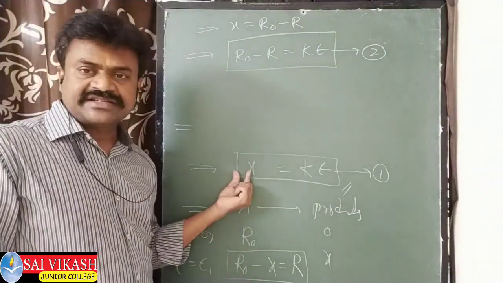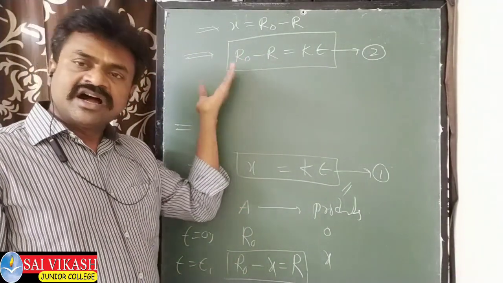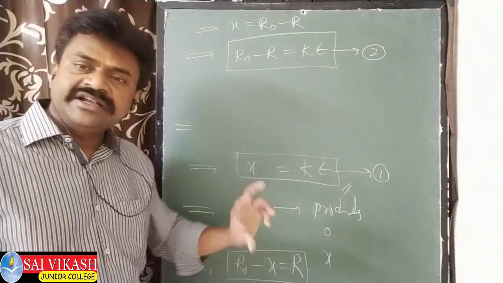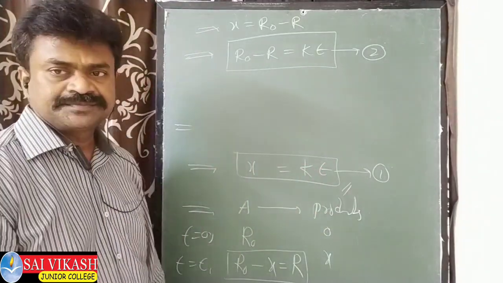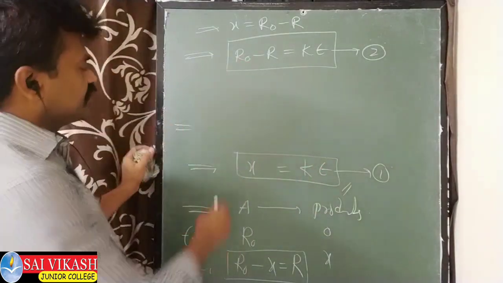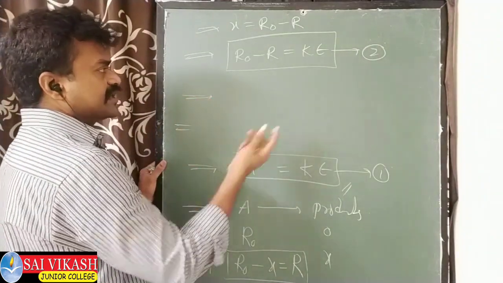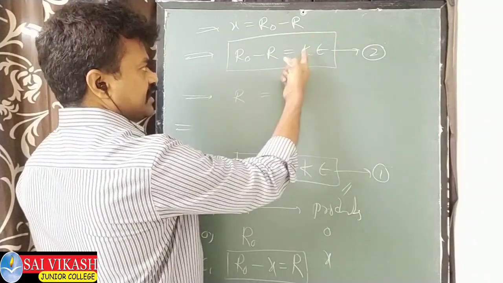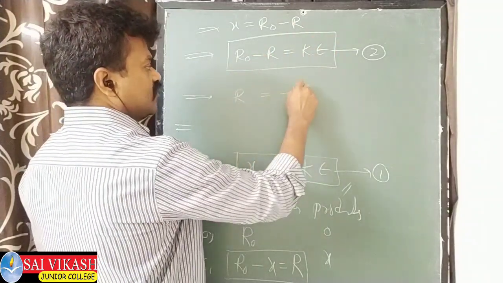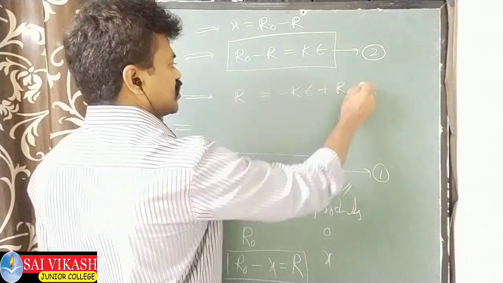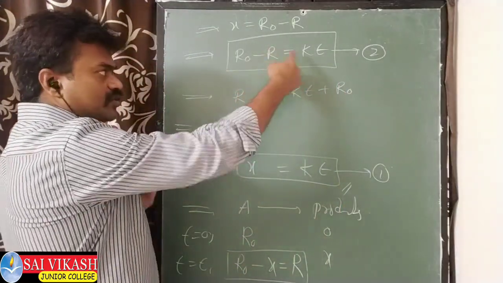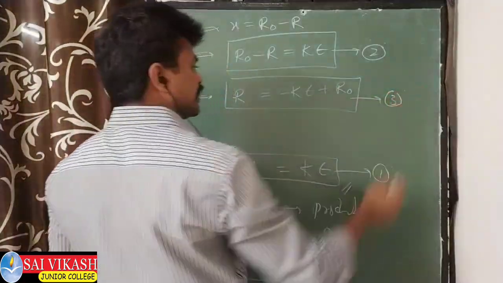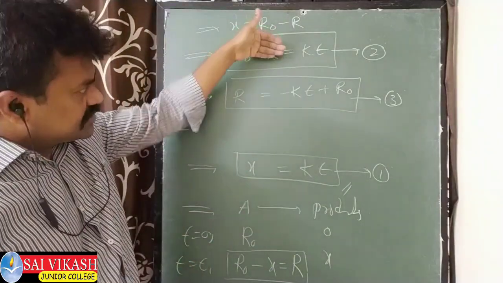I have taken x, they have taken R naught minus R, which is nothing but x only. In different forms they give the equations. And again, this equation can be rearranged: R equals minus kt plus R naught. This is equation number 3. I have considered it like this.